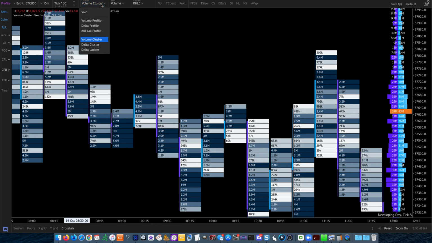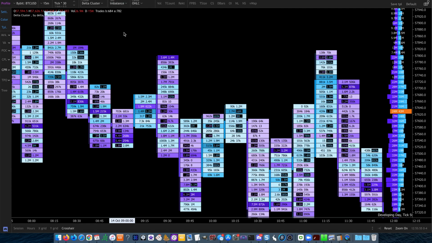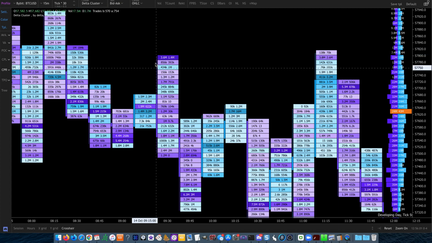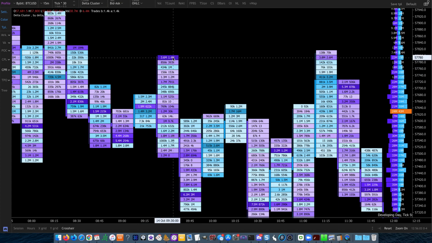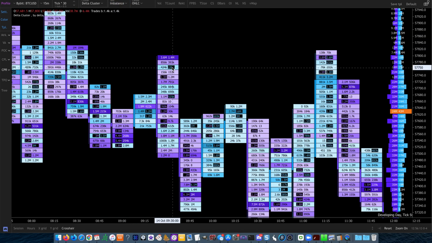Okay, now I like to use delta clusters. I like to put the text on imbalance. We're going to get into this more later, but imbalance and bid-ask are the same thing. We can look right here and see that the bid-ask information is right here. And if I go ahead and put on imbalance, all it does is highlight certain areas for me.